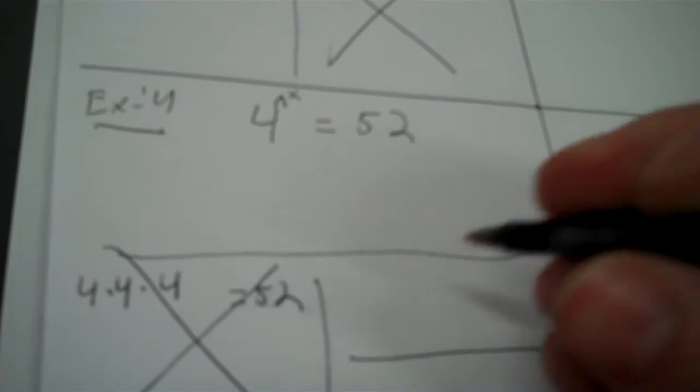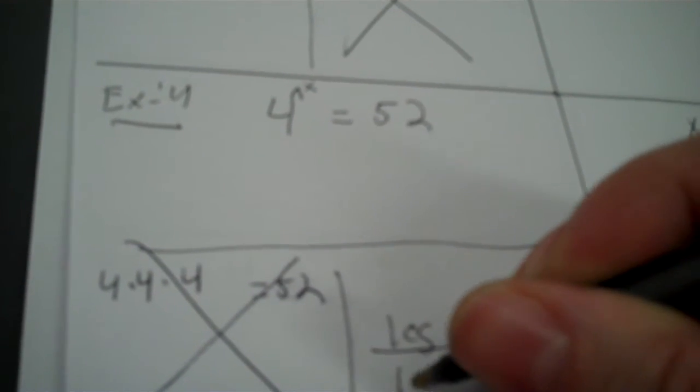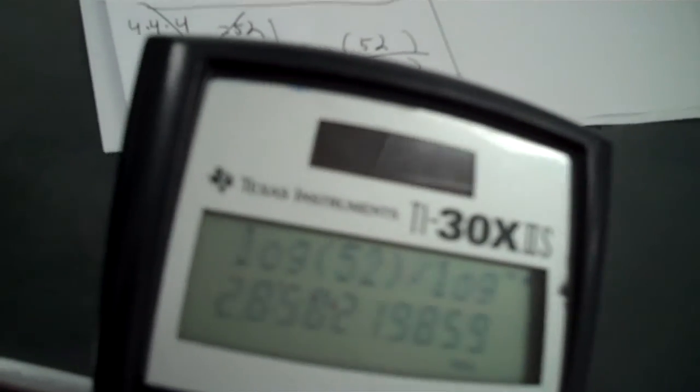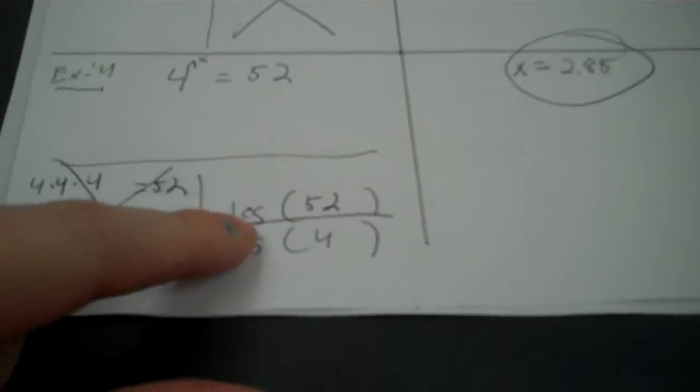So to find the decimal, you have to apply your log over log. So 4 is on the bottom, 52 is on the top. .85, okay, and that's your answer. So if that way doesn't work, you're going to get a decimal, and the decimal you just round it off, but you got to know how to find the decimal. Log over log. Okay, next problem.